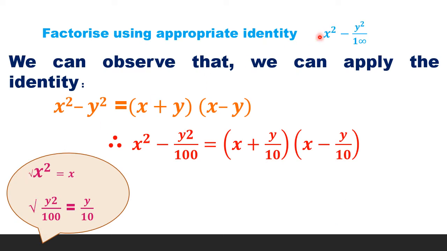We are going to factorize this expression using an appropriate identity. So first you must find out which identity is suitable for this expression. Now here you can see it is of the form x squared minus y squared. So which identity will be suitable for this expression? It will be x squared minus y squared is equal to (x plus y)(x minus y).